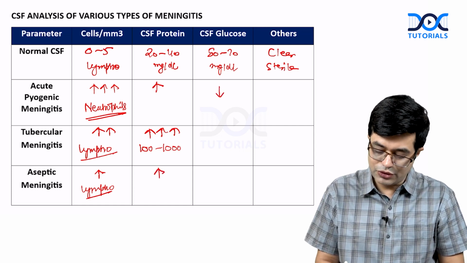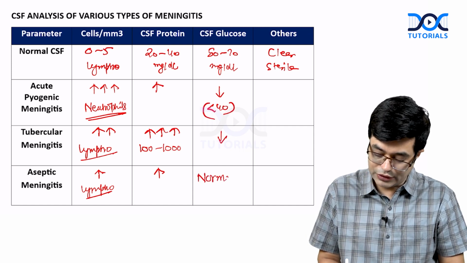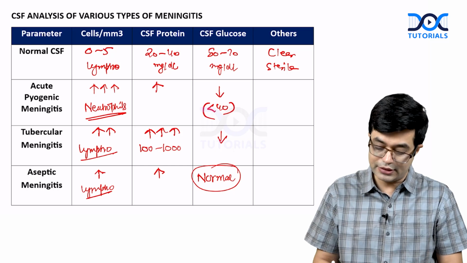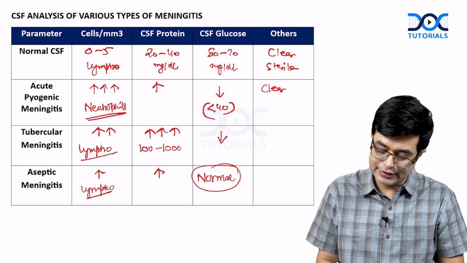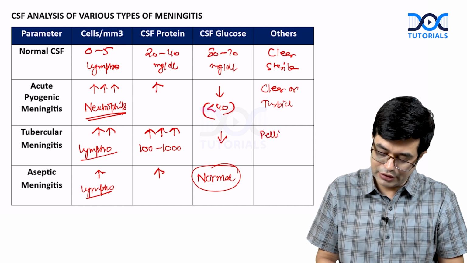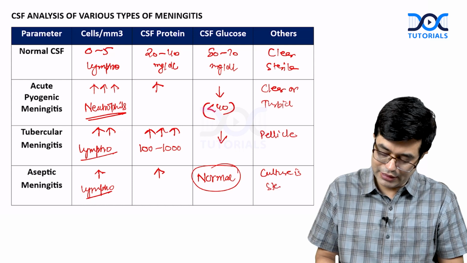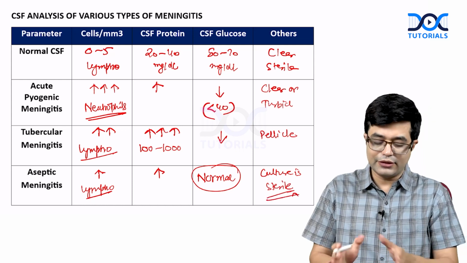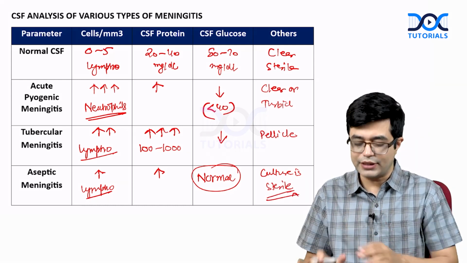CSF glucose is reduced here, less than 40. Here also it is reduced. Normal CSF glucose is the hallmark of aseptic meningitis. Pyogenic meningitis, the CSF may be clear or turbid. Tubercular will show pellicle formation. Aseptic meningitis, the culture is always sterile. Detailed table is there in the discussion. This is a quick review for future exam.